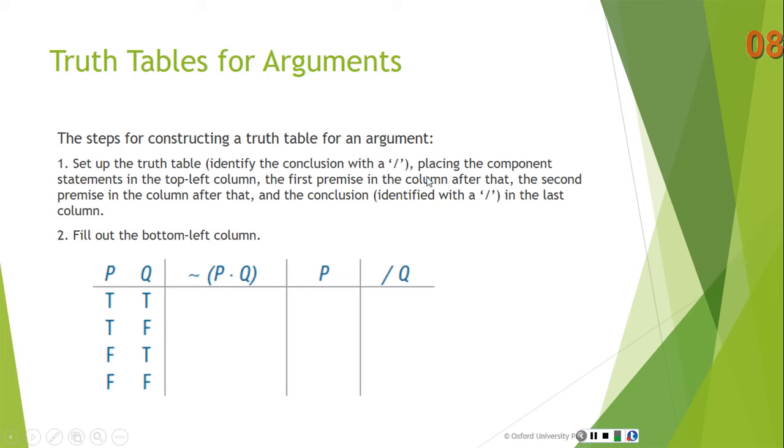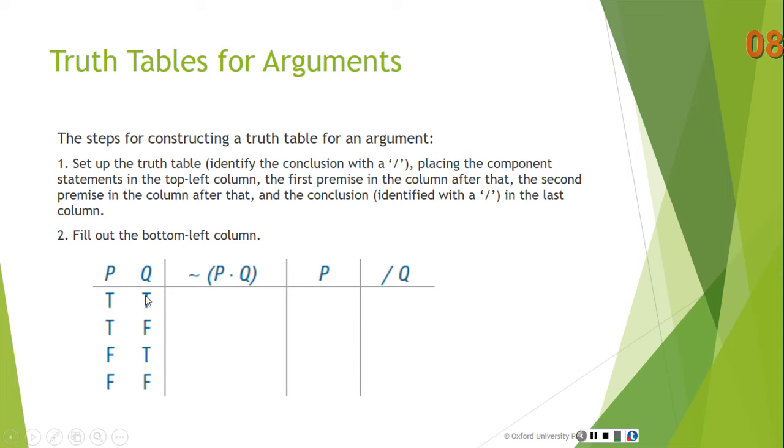And then the first premise in the column after that. That's what we did. Premise 1. The second premise in the column after that, right here. And then the conclusion, which we mark with the forward slash. Let's say it symbolizes the word therefore. We put the conclusion in the last column. So that's how you fill out the top portion of your table when you're doing a truth table for an argument. Then you fill out the bottom left column right here.